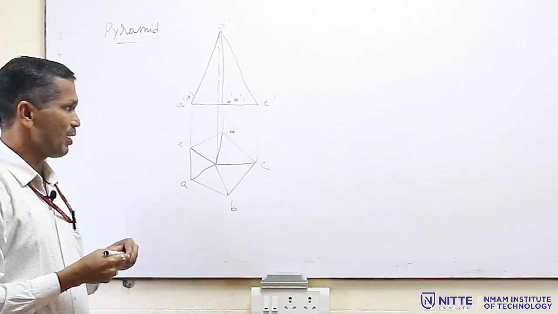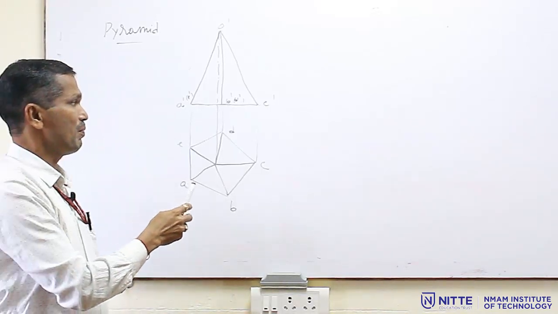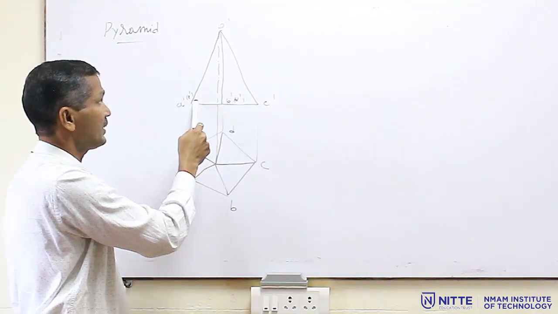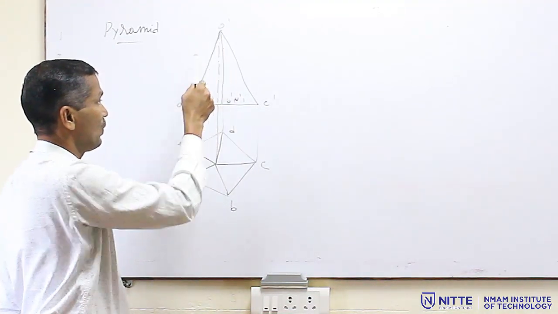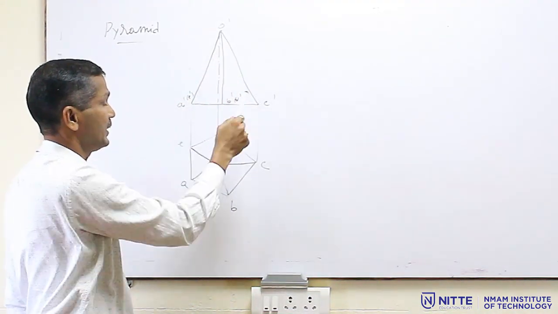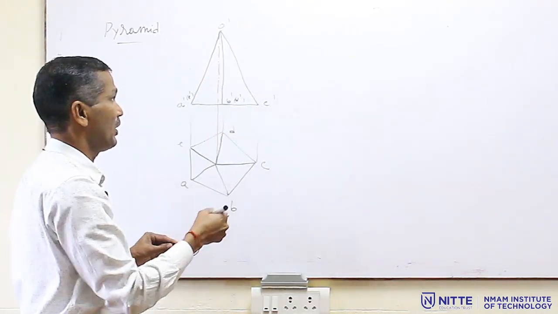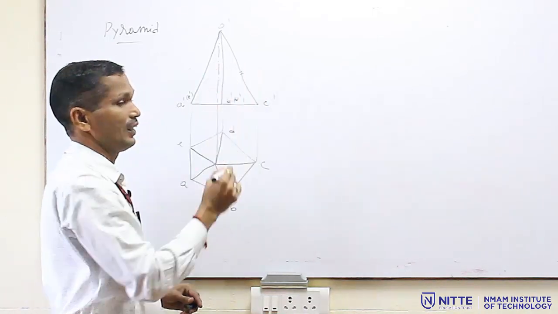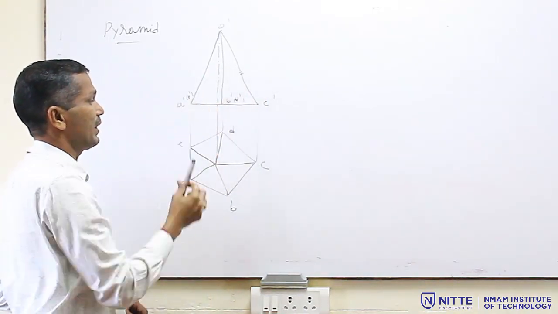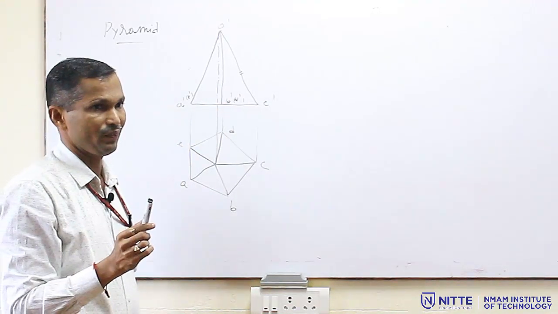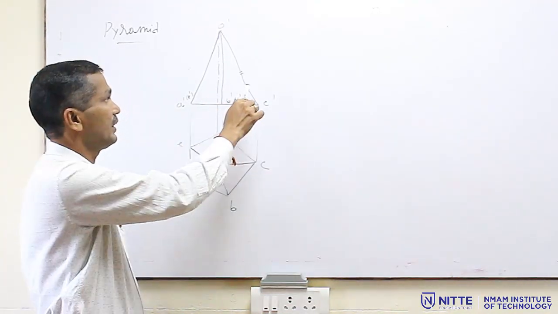Now, in case of a pyramid, in the development, you have to use the true length only. If you see all the slant edges here, that is OA, OB and OC. Out of this, only OC is the actual length. This is the true length. Remaining all are the apparent length. Only the slant edge which is parallel to VP is the true length in the front view.